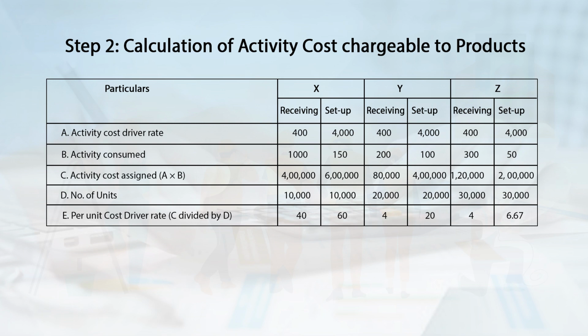Therefore, the per unit cost driver rate, which is C divided by D, is equal to, for product X, receiving cost rupees 40 and setup rupees 60. For product Y, receiving is rupees 4 and setup rupees 20. For product Z, receiving is 4 and setup 6.67.